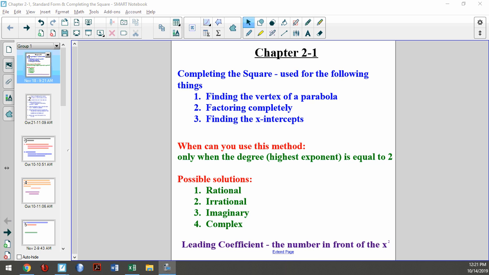Completing the square. You learned it in Algebra 2. You did not like it. I believe most of you despised it. You didn't see a point to it. It was really, really hard, and you wanted to do quadratic formula the entire time. Okay? Completing the square is not easy, but it doesn't have to be difficult either.